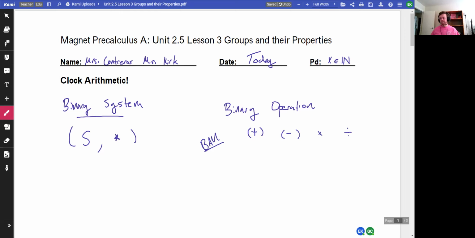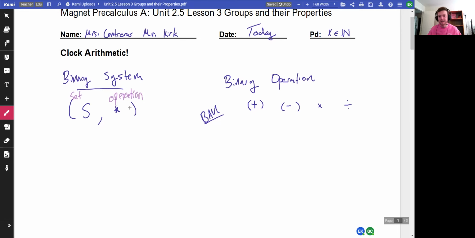All right. So enter clock arithmetic. Clock arithmetic is an example of a binary system. Clock arithmetic takes the numbers on the clock. That's our set. What is that set? 1, 2, 3, 4, 5, 6, 7, 8, 9, 10, 11, 12. And that's it. No 0. We go all up to 12. No 13. This isn't military time. 1 through 12. So it takes that and it has the operation clock.